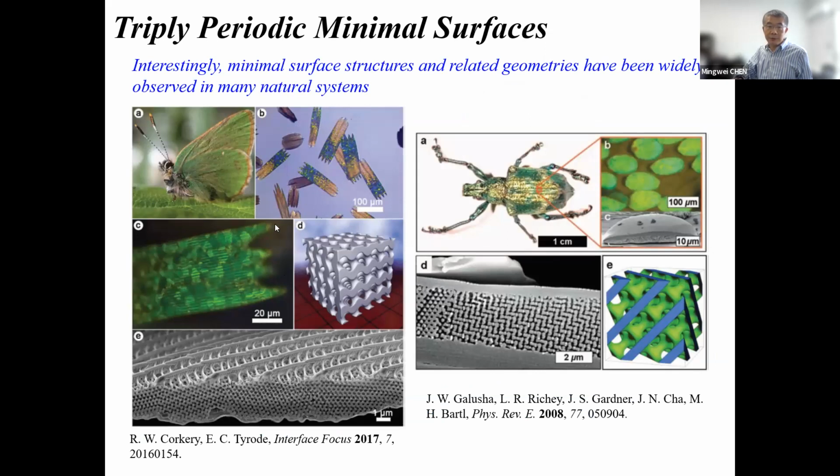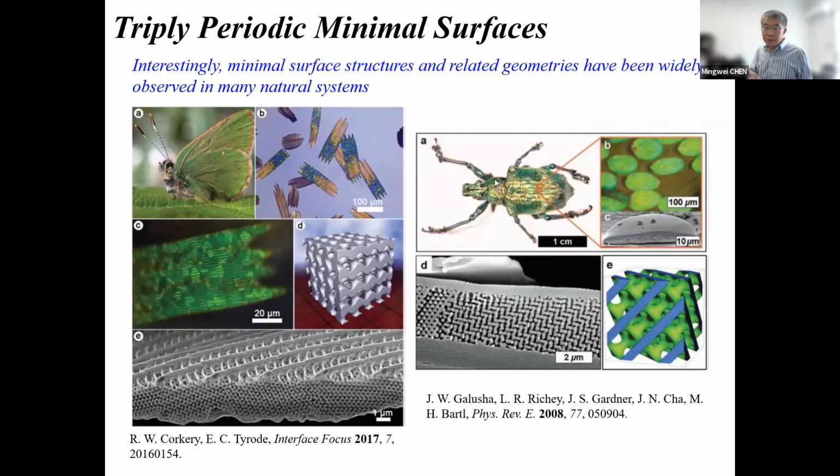For example, we see the beautiful color of a butterfly, right? And for this beetle, the color of the skin surface, when you use microscopy to see the inside structure, they all have this kind of minimal surface structure selected by nature. Actually, for the material science community, this kind of minimal surface structure is also not rare.